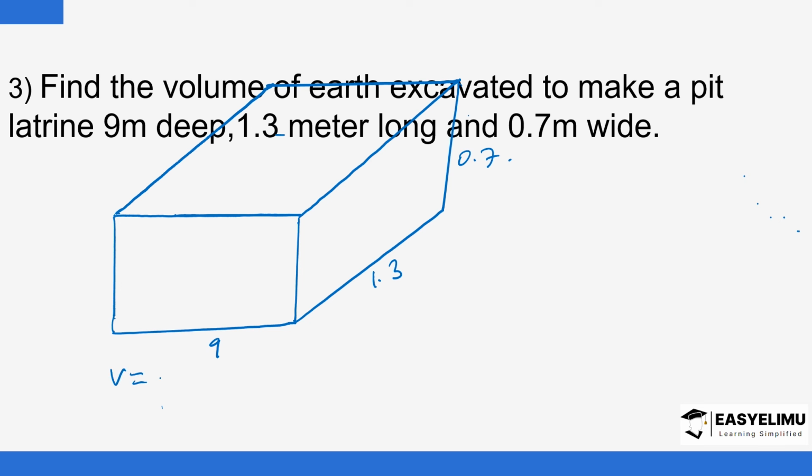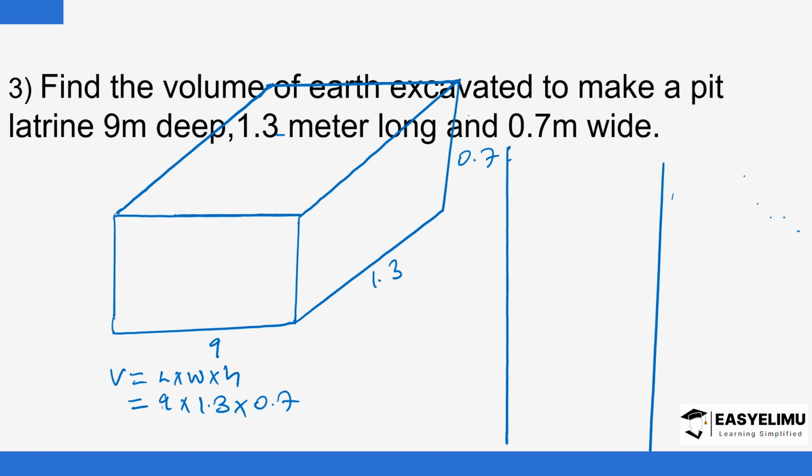So assuming that this is a hole, the volume should be given by length times width times height. So length is 9, width is 1.3, and height is 0.7. So you have now to apply multiplication of decimals here. We are multiplying 9 by 1.3 and by 0.7. So we have two decimal places. Just multiply 13 by 9 and then by 7.